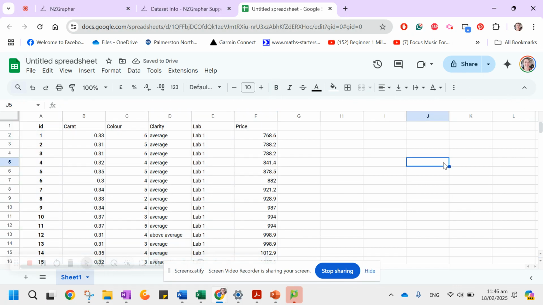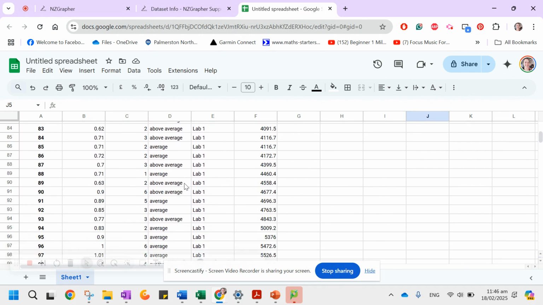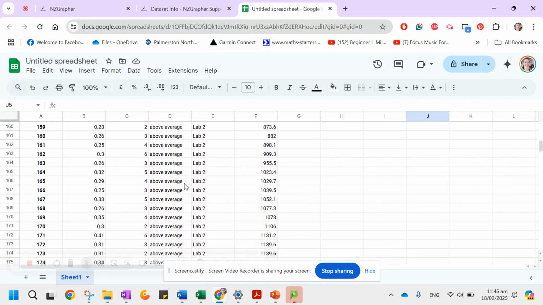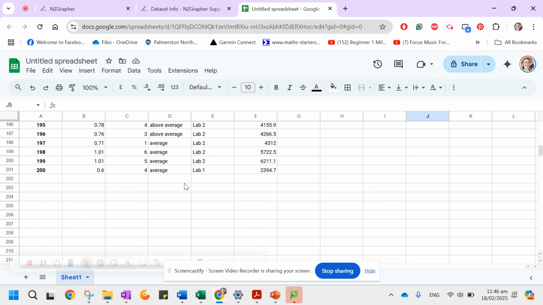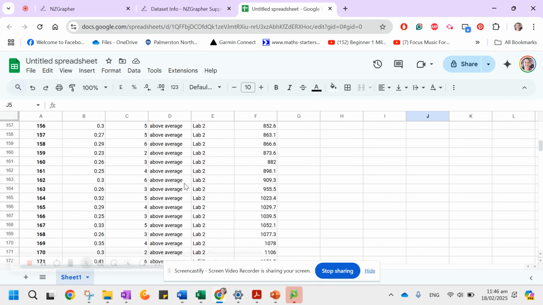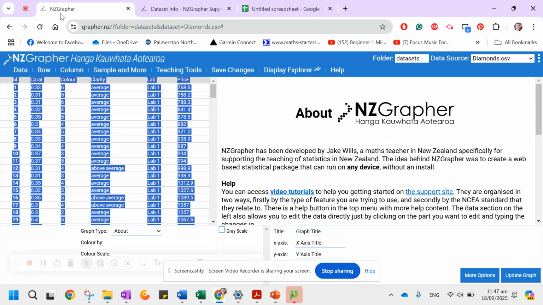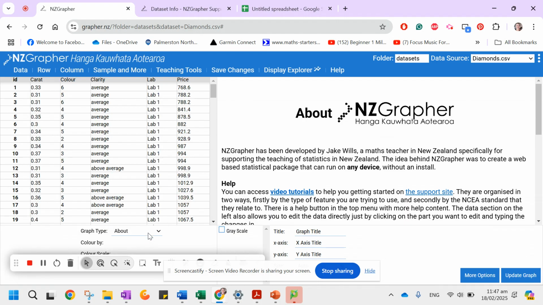Every time you take a random sample of 200, it will be different. So if you want to go back and look at your sample data, it's gone once you close NZGrapher. But if you put it into a Google Sheet, you can see there's 200 bits of data. That is our sample, the sample that you took. And so you can reference back to it if you want. You can also include it in your assessment if you want, but you don't have to. It's just good practice. You are going to make a box and whisker graph.